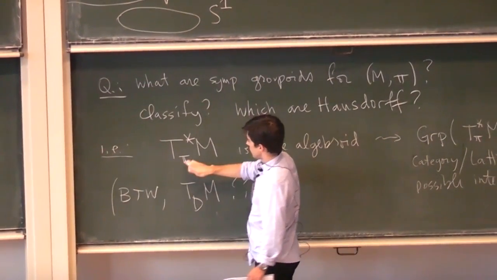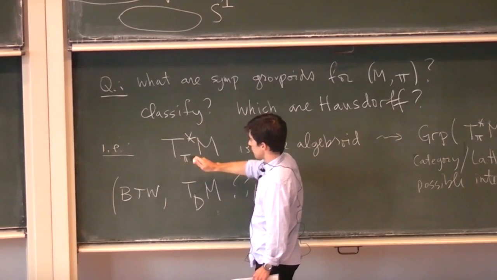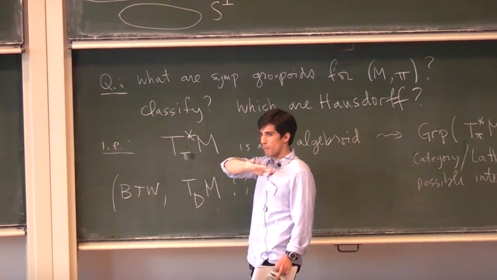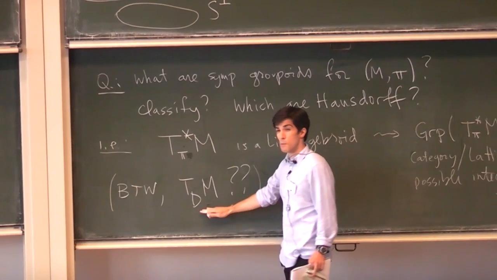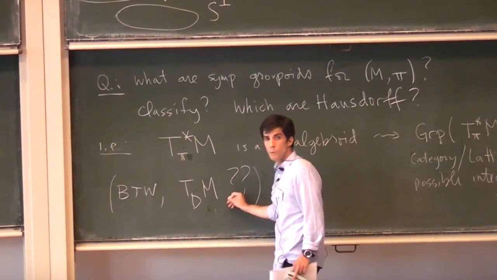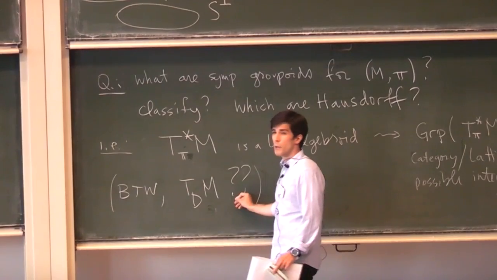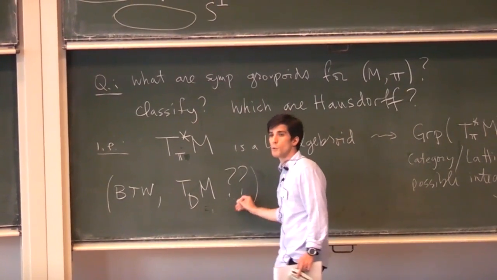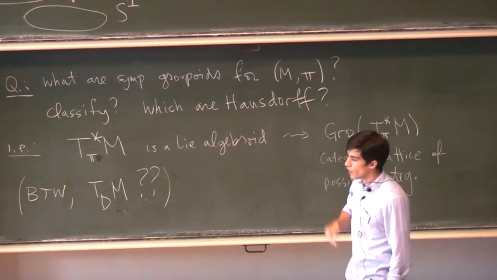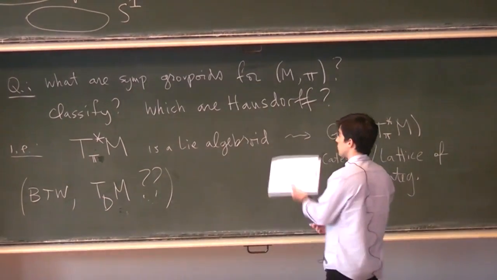This is a Lie algebroid that is natural from the Poisson point of view. But if we forget about the Poisson structure and only remember the hypersurface, this is the Lie algebroid that you have. And so I would like to know, what about this one also? What are all of its integrations, and how do you classify them, and which ones are Hausdorff? So this is the purpose of our paper. That is what we accomplish in this paper, to solve these questions.